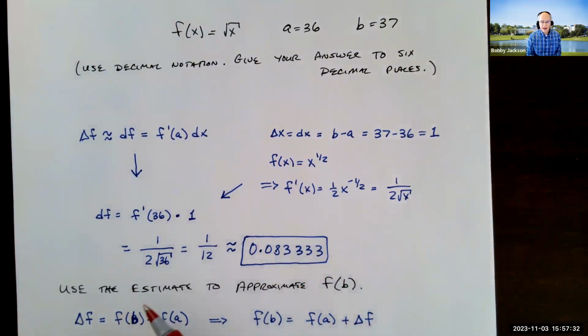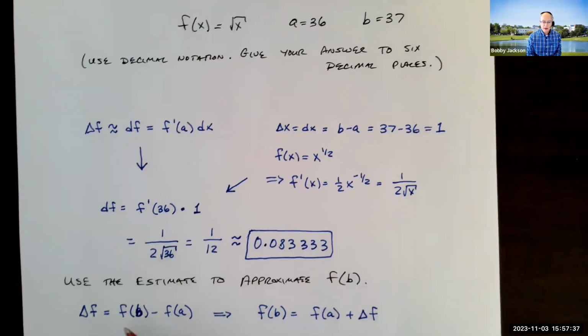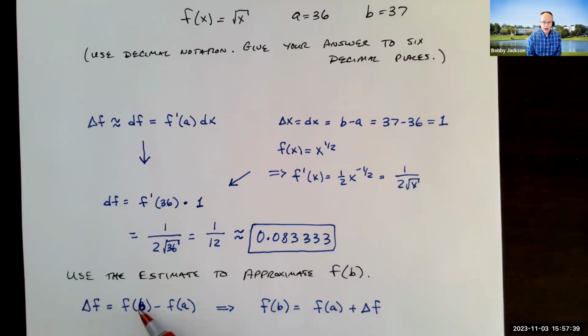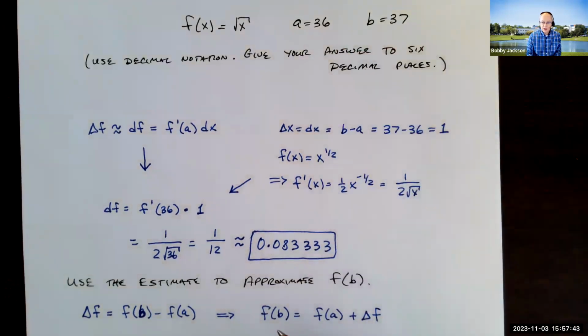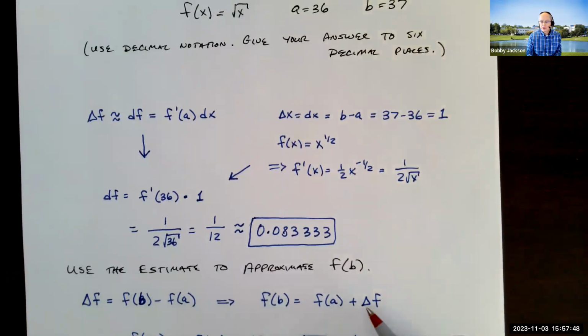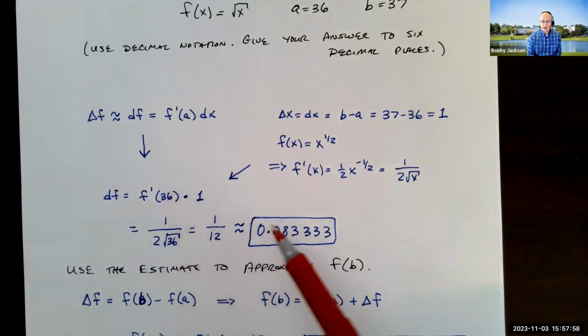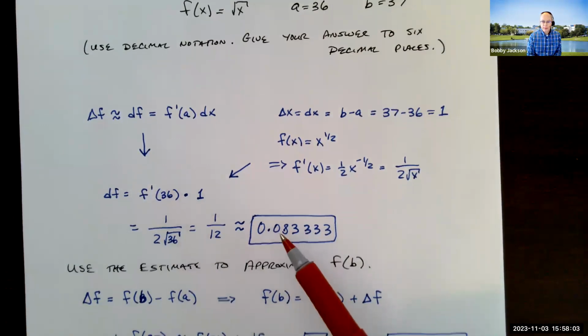So next, they want us to use this estimate to approximate f of b. So the change in f is going to be f of b minus f of a. Again, b is 37, a is 36. But f of b, I can add f of a to my change in f to get my approximation for f of b. Of course, for the change in f, I'm going to use this estimate, the estimate being this linear approximation.